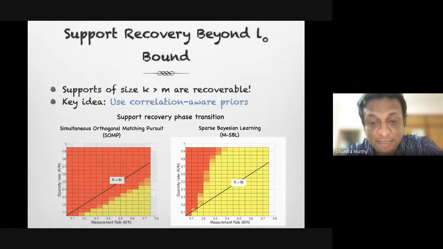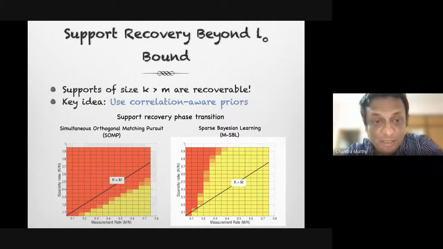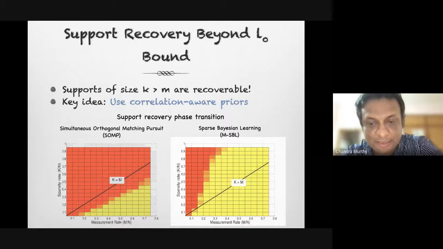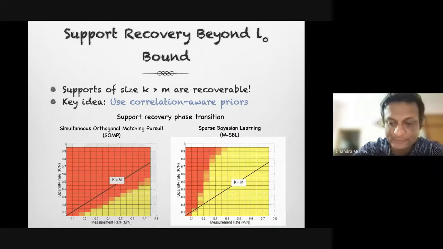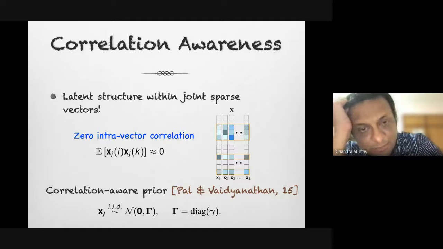However, notice that the yellow region is much bigger for the sparse Bayesian learning algorithm compared to this simultaneous orthogonal matching pursuit algorithm. In fact, you have yellow parts which are above the k equal to m line. So it is clear that the sparse Bayesian learning based approach is able to go beyond this L0 bound, which I showed you in the previous slide. Okay, and the way it does it is actually by using the concept of correlation awareness.